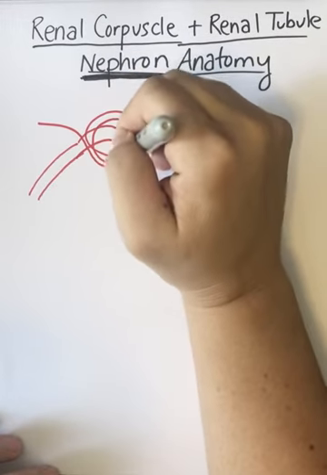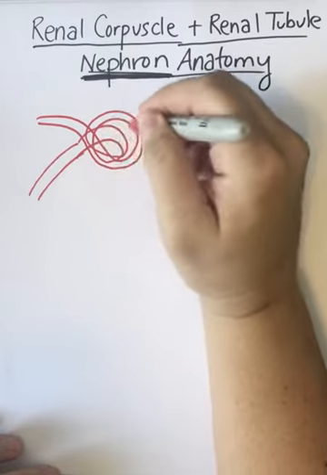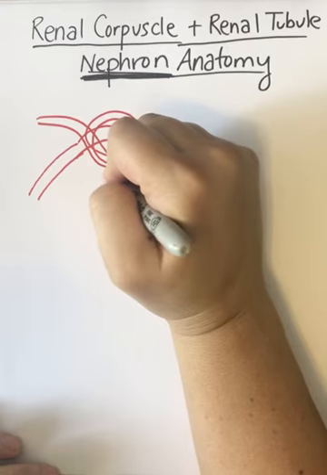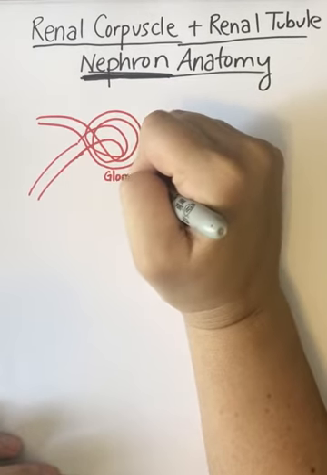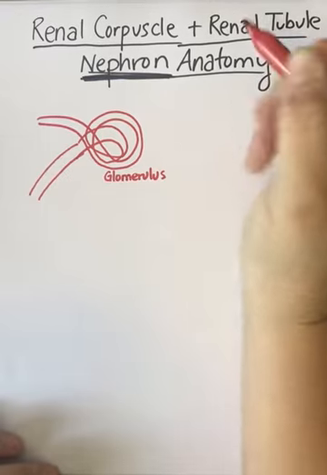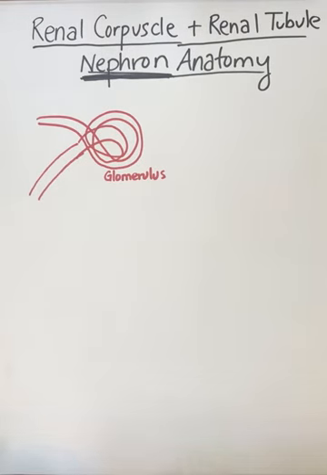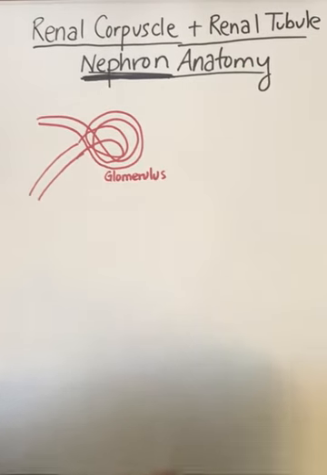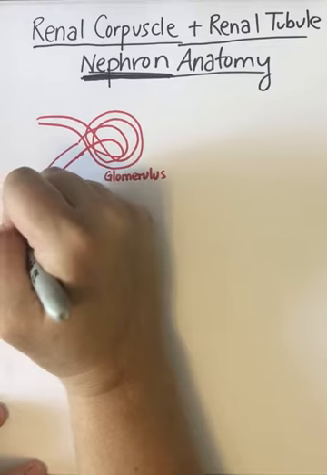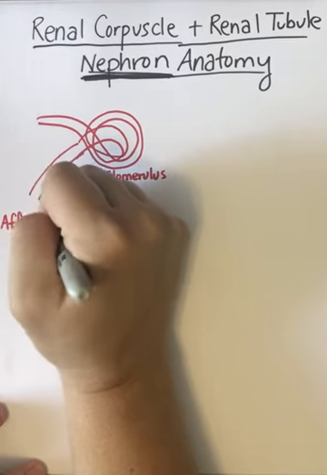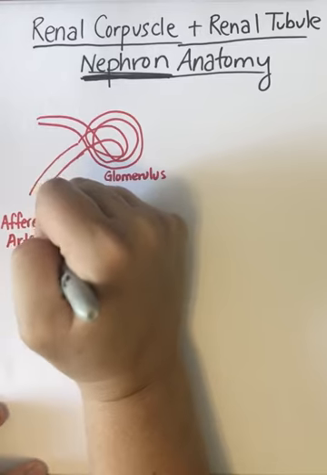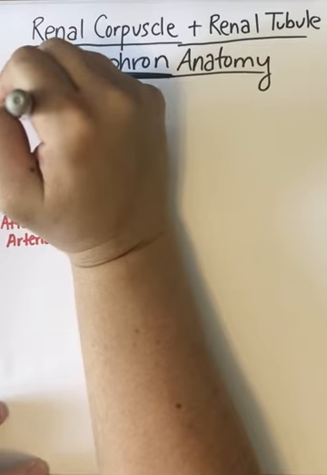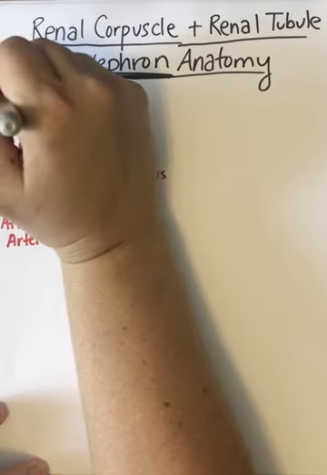So this right here is called your glomerulus. Your glomerulus is going to be a capillary bed where filtrate, which is going to be urine, is going to be produced. So the glomerulus is a special capillary bed that is attached to your afferent arteriole, which is always going to bring blood to the nephron, and then exiting, the blood is going to exit through the efferent arteriole.